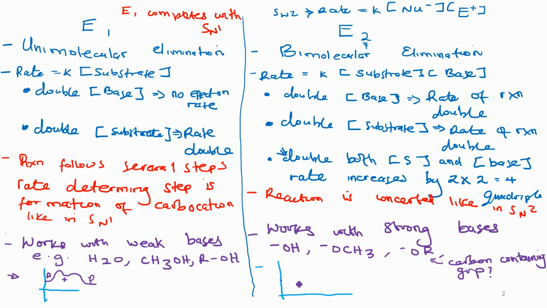Carbocation will be there as an intermediate. For E2, it's one step, one transition state. So here for E1, the reaction profile is similar to SN1: formation of carbocation, at least 2 transition states, similar to SN1. That's why they compete. And for E2, looking at the energy profile diagram, where the x-axis is reaction progress, it's one transition state, similar to SN2.